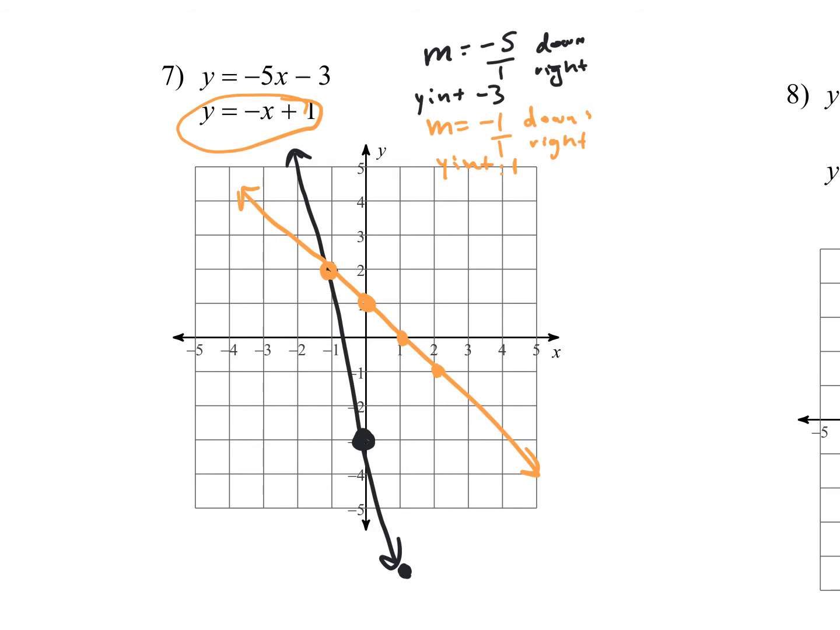Where do these two lines intersect? Negative 1, comma 2. Awesome. This is your x, that's your y.